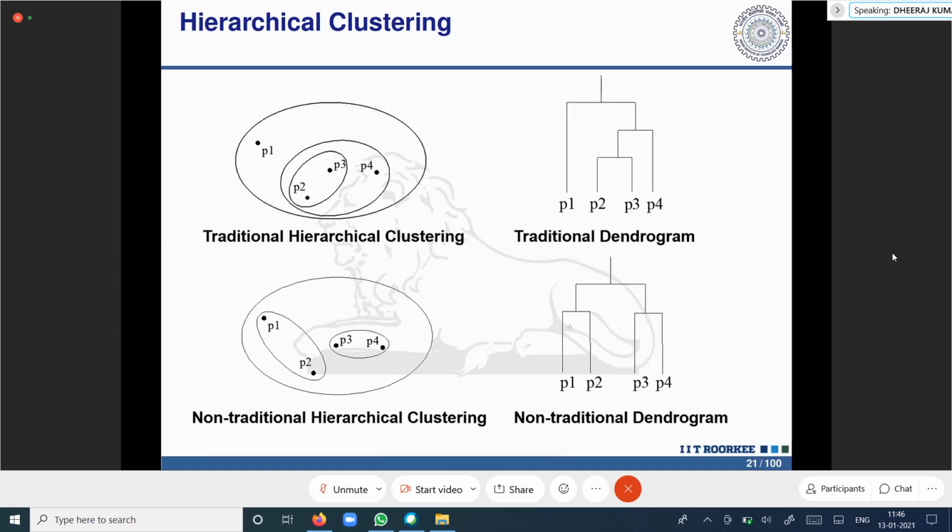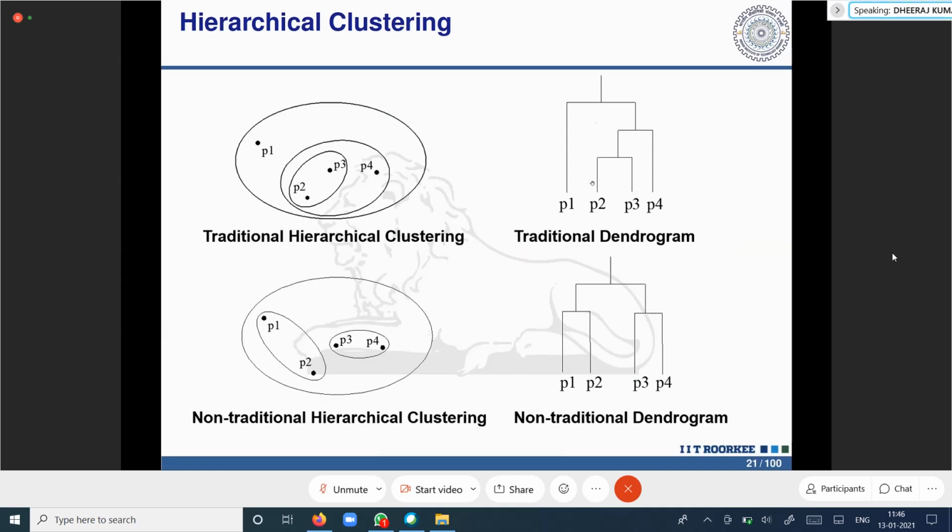Whereas for hierarchical, we can say, okay, all this data belongs to one cluster, but P1 is separate, and P2, P3, P4 are grouped together. Then within this cluster, P2 and P3 are closer to each other. Or we can say P1 and P2 form one group, P3 and P4 form another group, and together they form the entire data set.